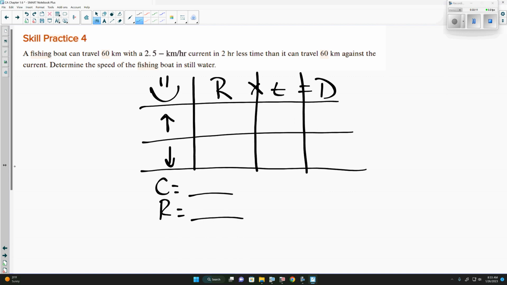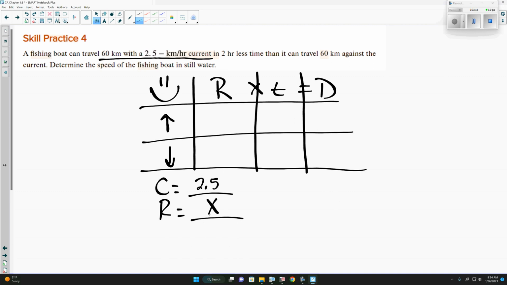A fishing boat can travel 60 kilometers with a 2.5 kilometer per hour current. So the current is told to us, 2.5 kilometers per hour. In 2 hours less time than it can travel 60 kilometers against the current. Determine the speed of the fishing boat in still water. So rate is x, because they didn't tell us the rate again. So we're still finding rate similar to the last one.